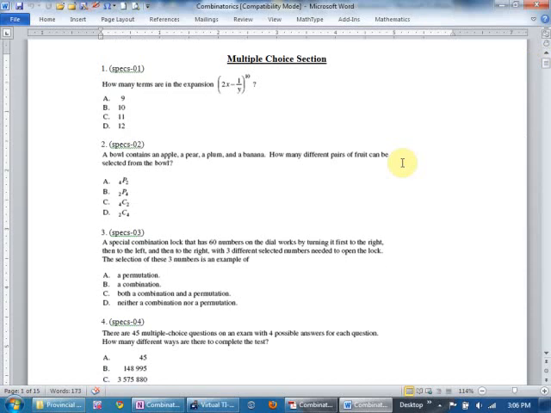I looked at number two at first and I asked, is that a permutation or a combination? I thought, if I'm selecting fruit, do I care which fruit I selected first, or do I just want to know if I have the fruit or if I don't have the fruit? I think number two, although I have to think about it, is a combination, not a permutation. Okay?